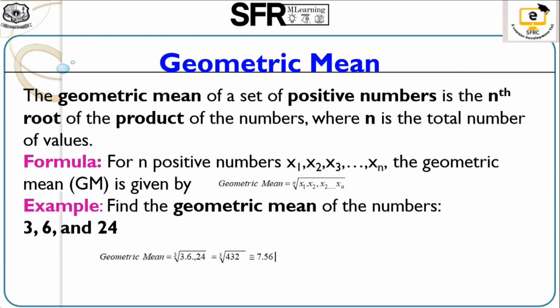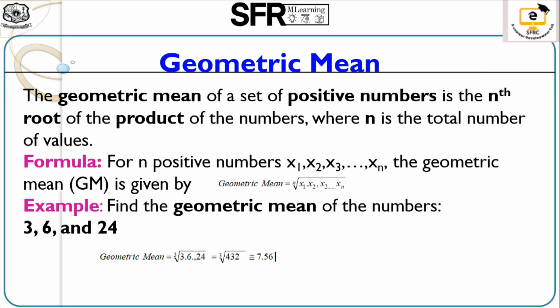Now, see an example. Find the geometric mean of the numbers 3, 6, 2 and 4. Here, how many values are given? There are 4 values, so we take the 4th root of the product of the given numbers. Here the product of the given numbers is 3 into 6 into 2 into 4, which is 144. Taking the root, we get the approximate solution 3.46.